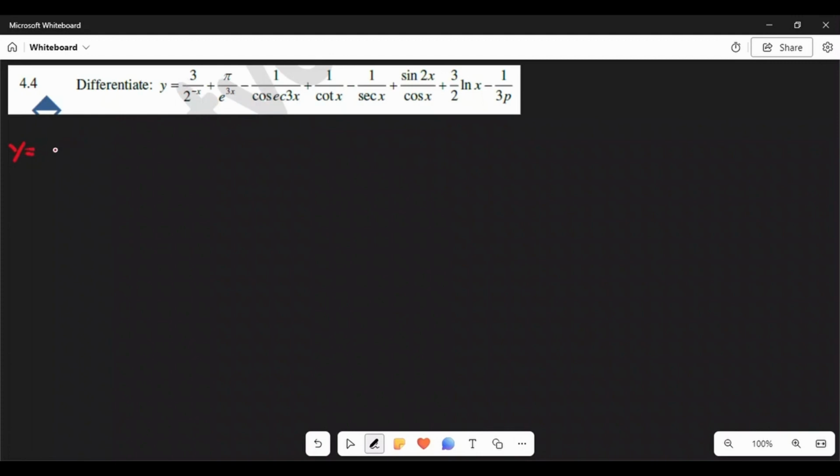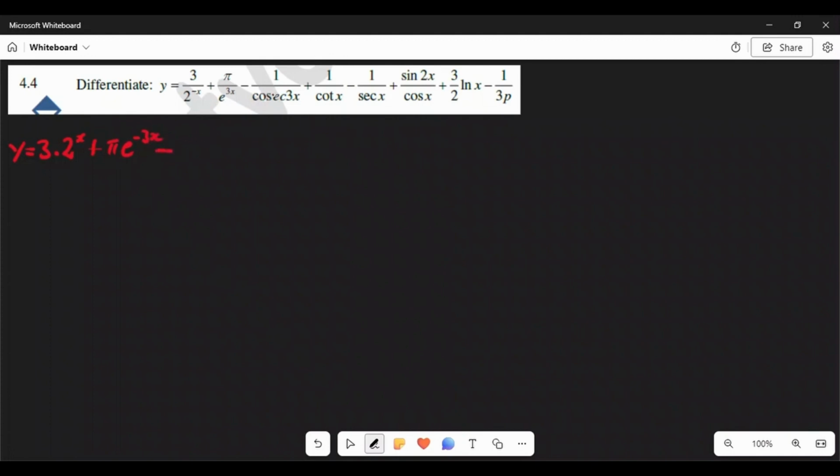Start with term number 1. You have 3 as a numerator. You need to take this 2 to the numerator. So when you take this 2 to the numerator, the exponent becomes positive. That's how we are able to differentiate this one. Same thing with the second term here. We have pi. Now we need to take this e to the numerator, but the exponent now, the sign will change. We're going to have negative 3x.